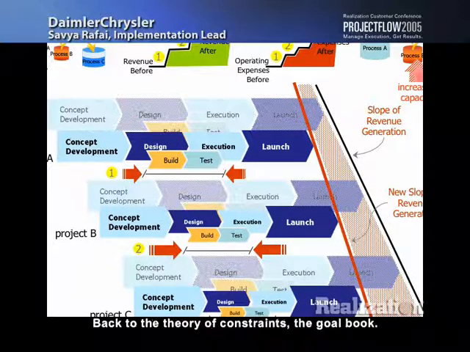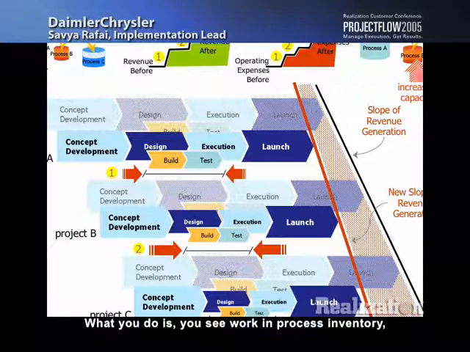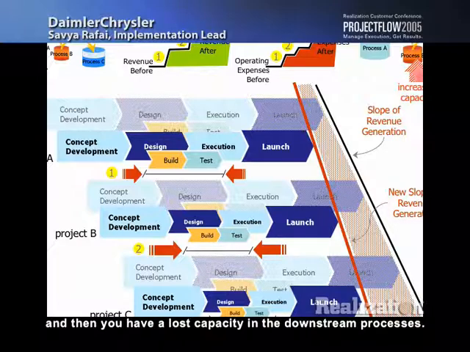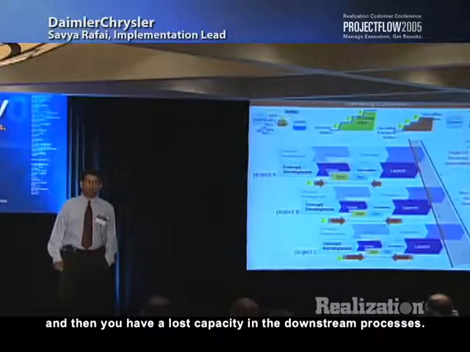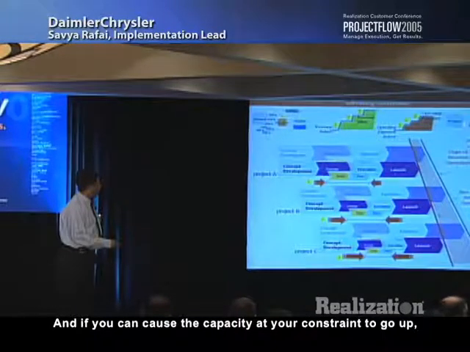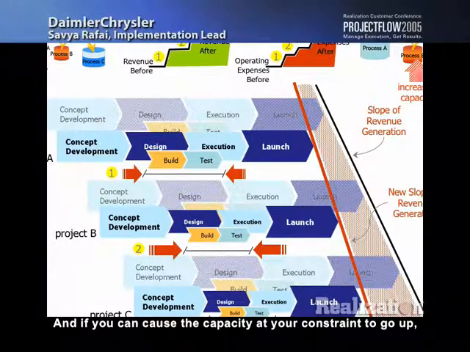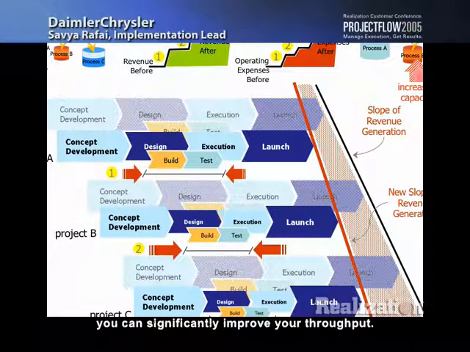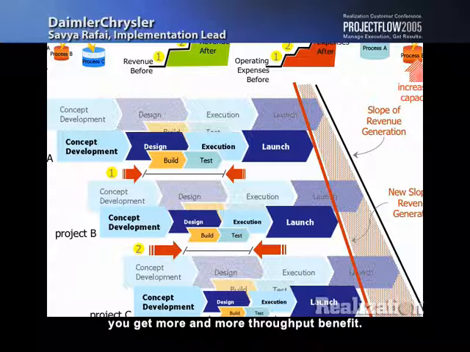Back to the theory of constraints, the goal book. Let's say if you have three processes, one of them is your constraint. What you do is you see work in process inventory, and then you have a loss capacity in the downstream processes. And if you can cause the capacity at your constraint to go up, you can significantly improve your throughput. And every time you increase the capacity at your constraint, you get more and more throughput benefits, right?